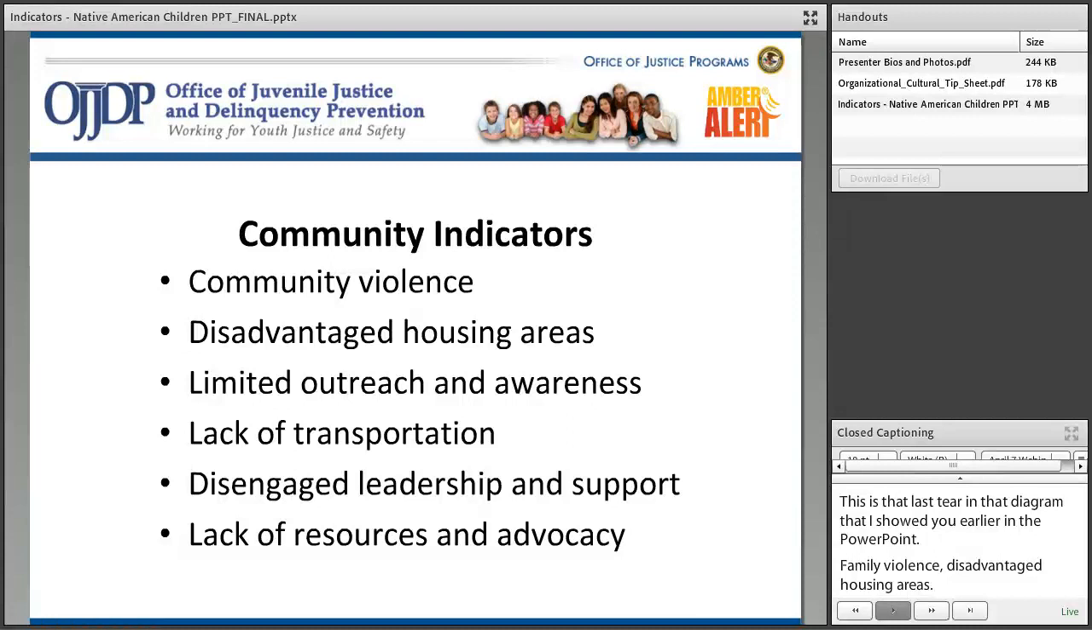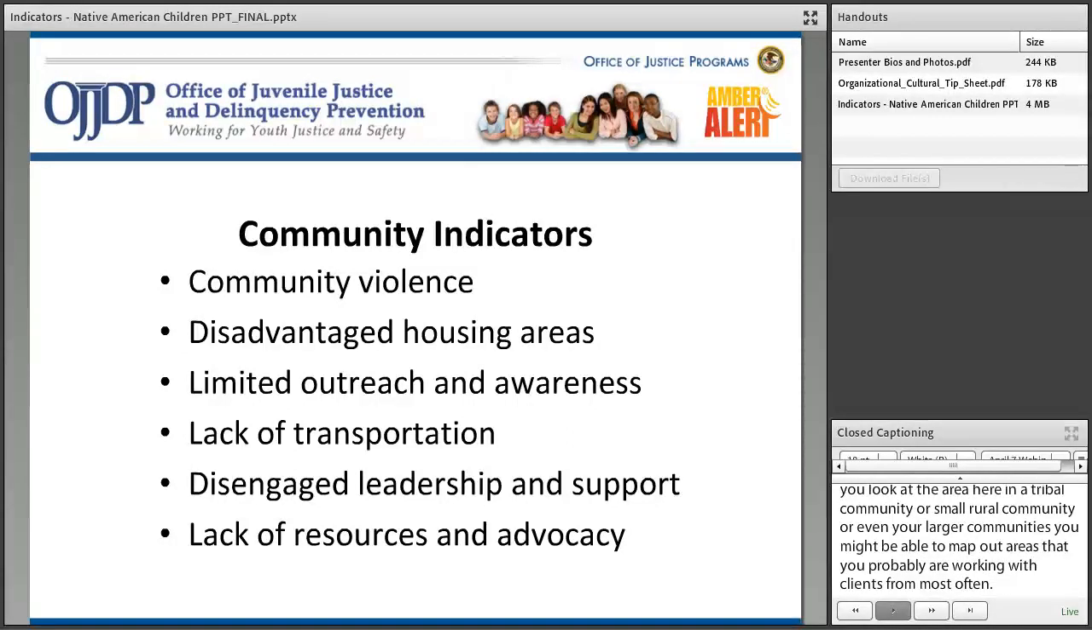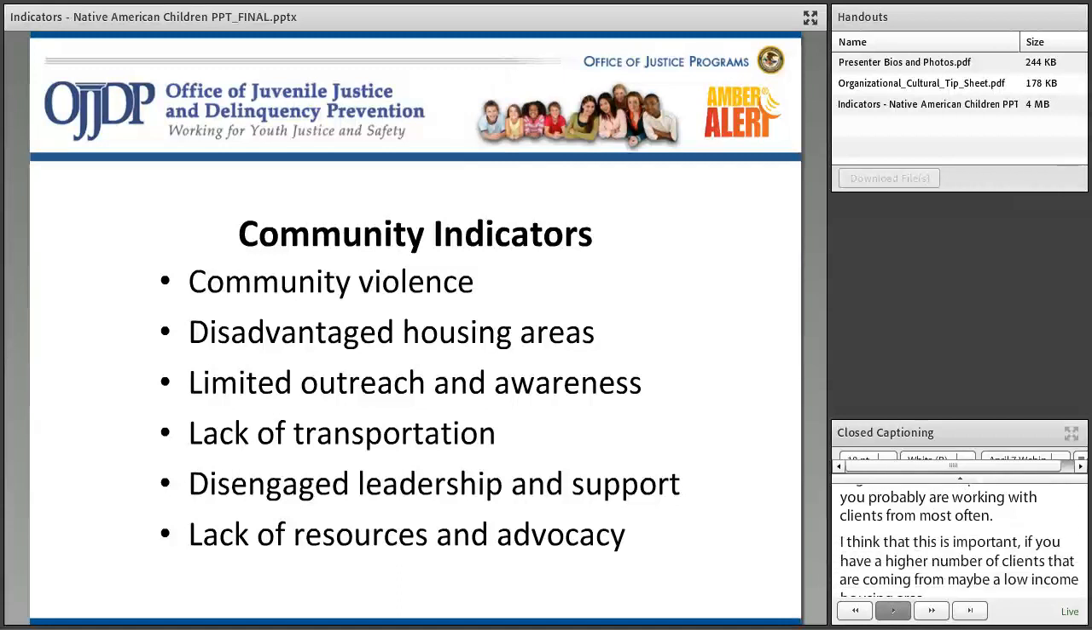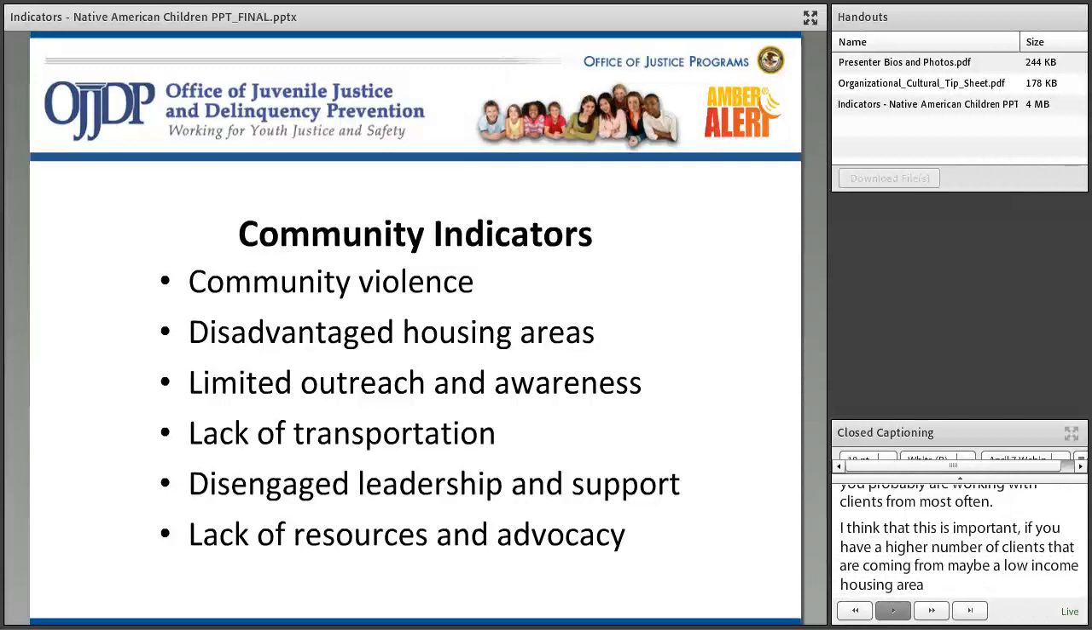If you have a higher number of clients that are coming from maybe a low-income housing area, or a housing area where there are not good paved roads or poor lighting, or maybe some feral dogs or animals, that type of thing, those are definitely worth looking at, because if you're having a higher number of clients coming from those specific areas, then what do we need to do, or who do we need to collaborate with in order to increase intervention services or prevention and outreach services?